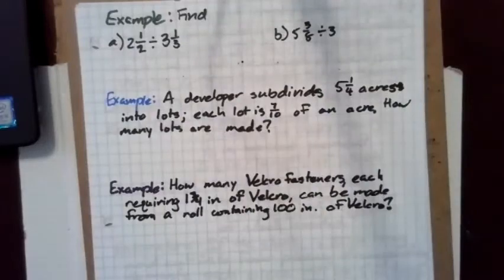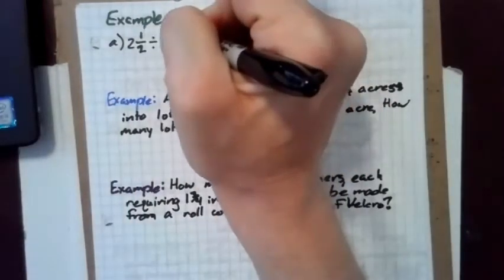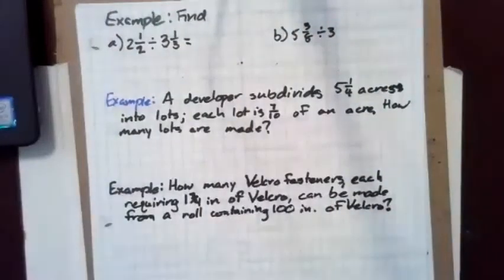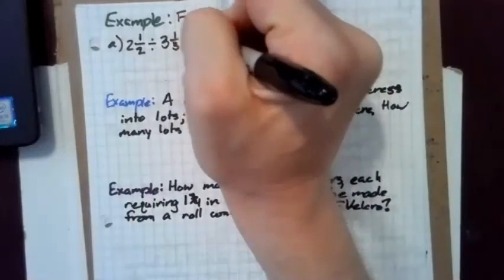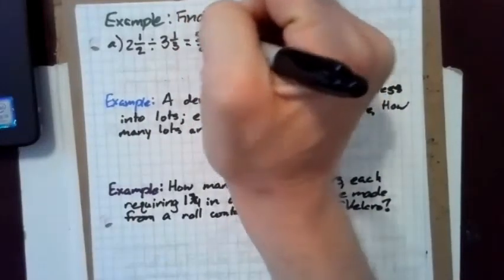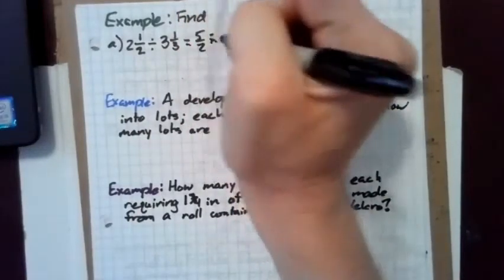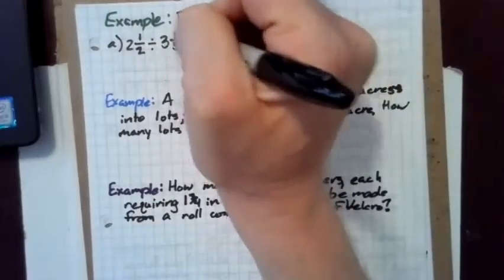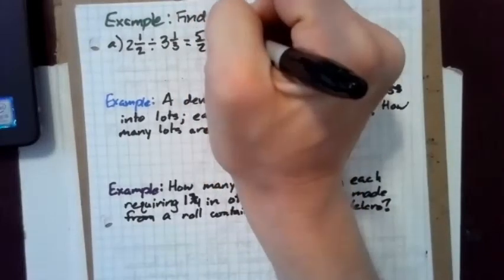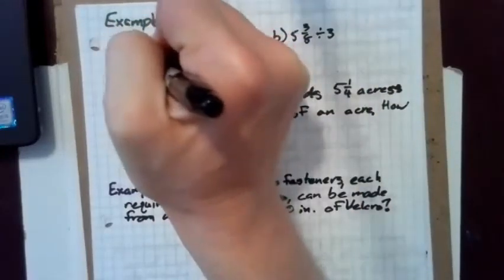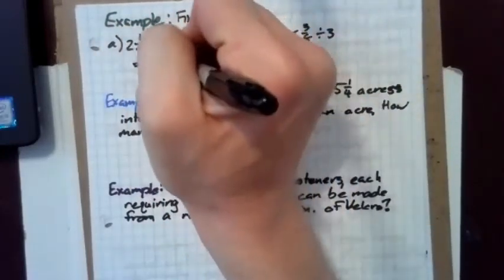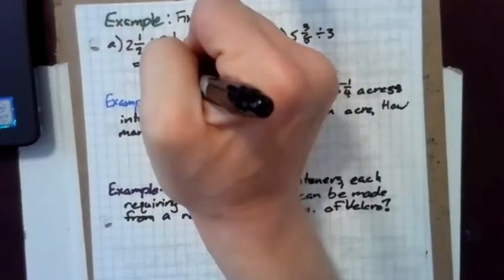Here are a couple of simple examples. First, we'll find 2.5 divided by 3.5. I'm going to change these into improper fractions right off the bat. 2.5 is 5/2, and 3.5, if I can get the division symbol right, 3.5 is 10/3. So this is equivalent to 5/2 times 3/10. Well, there's a 5 in each of those.